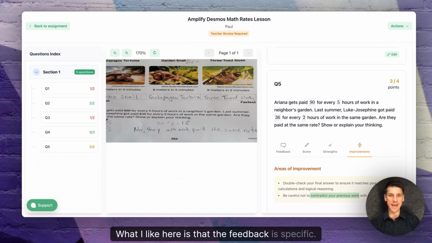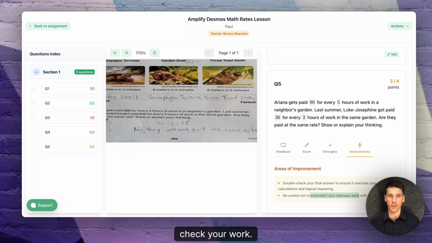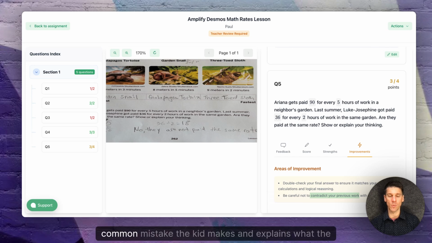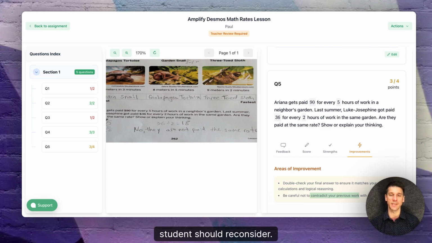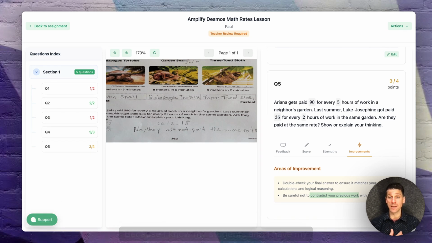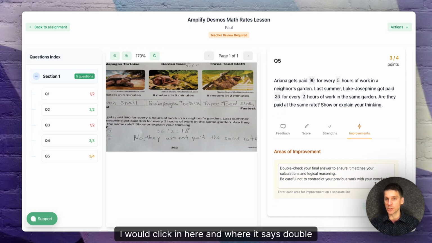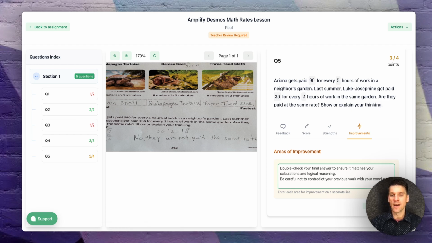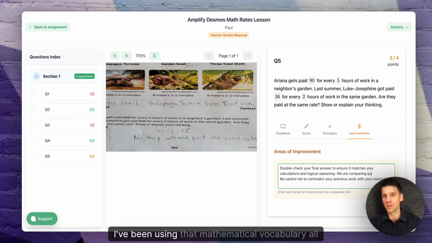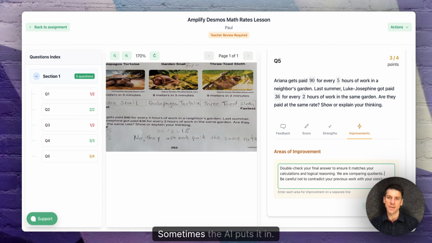What I like here is that the feedback is specific. It doesn't just say, check your work. It points directly to the common mistake the kid makes and explains what the student should reconsider. Because I know my students and I have my instructional priorities, I might make a small edit. For example, click in here and where it says double check your final answer to ensure it matches your calculations and logical reasoning, I would add, we are comparing quotients. I've been using that mathematical vocabulary all year long and wanting my kids to do so, so it should be in the feedback here. Sometimes the AI puts it in, it's usually very good about that, but if it's not there, I can make a small edit. It's an example of how you stay in control.